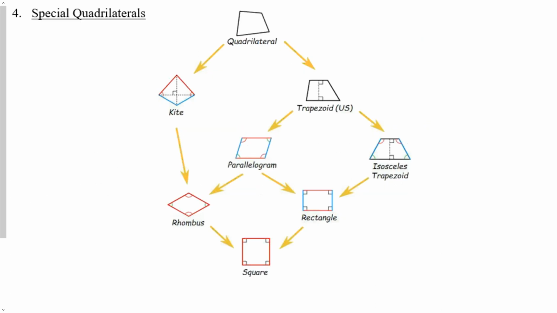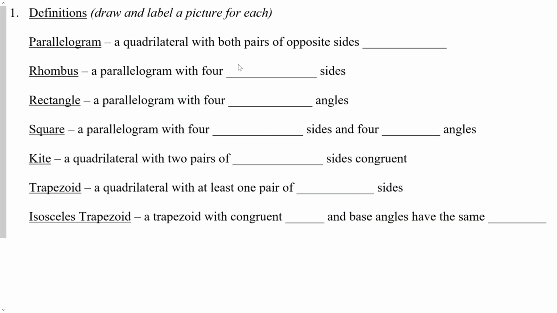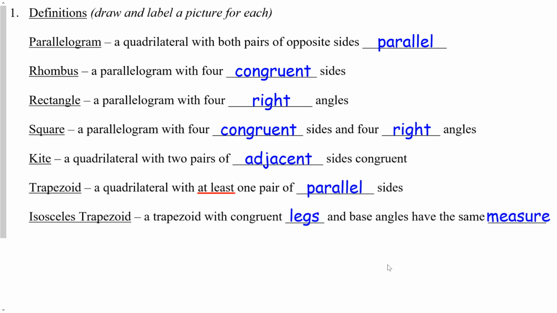So now what I'd like you to do is draw and label a picture for each of these. Draw and label a picture for what each of these would look like. Make sure you add the markings for each of the shapes so that you would be able to tell specifically which one it would be classified as.